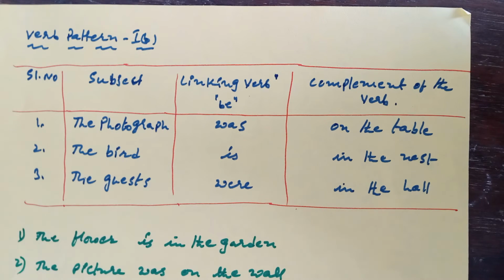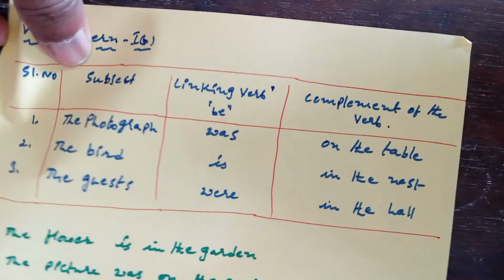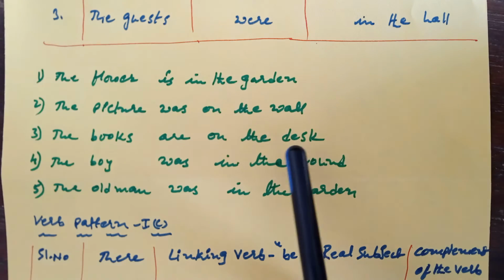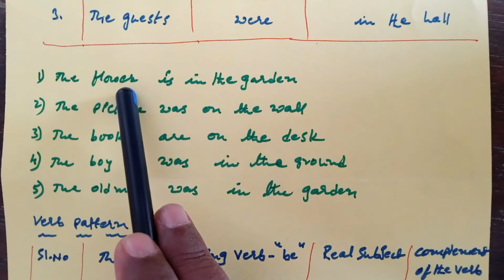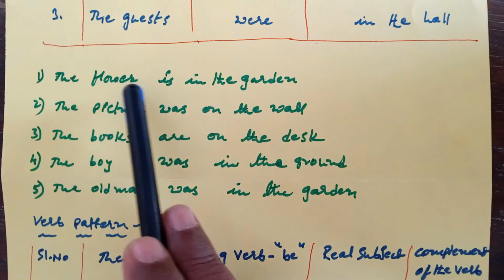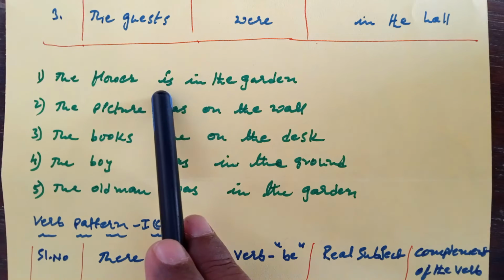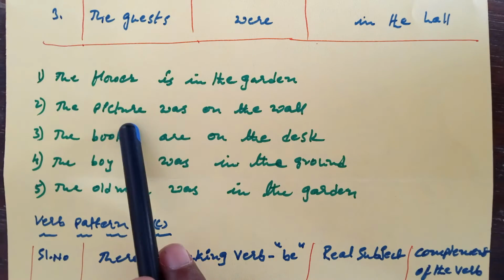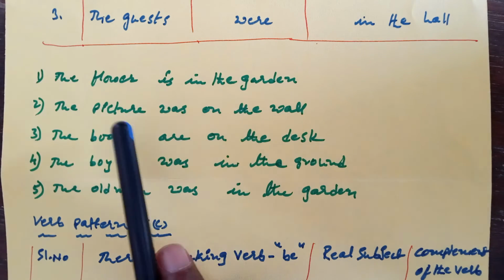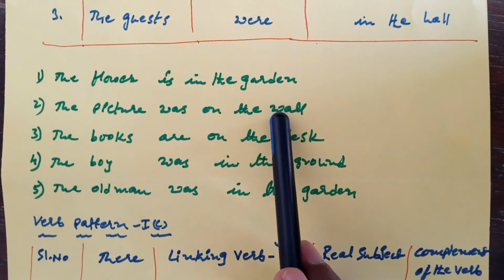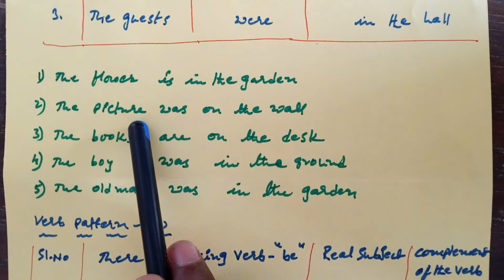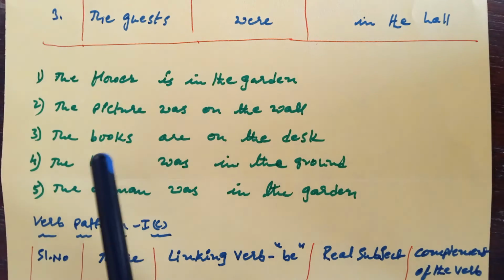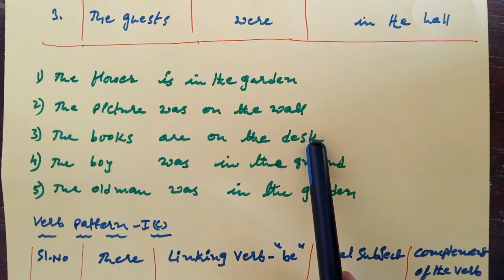Let us try to frame our own sentences. The flower is in the garden. Here the flower is third person singular, so we used is in the present tense. The picture was on the wall. Here also the picture is third person singular, so we use was.